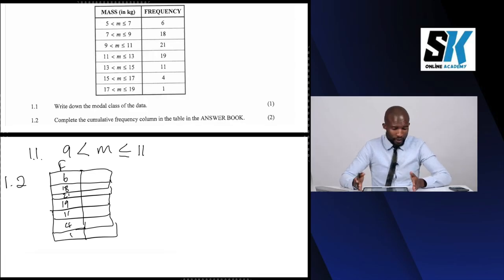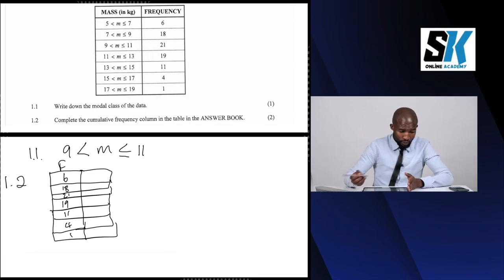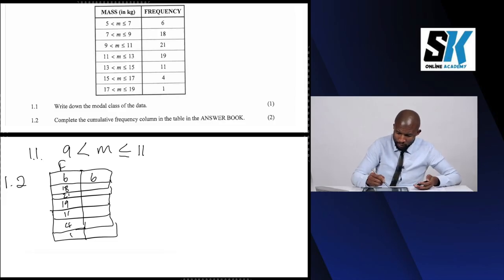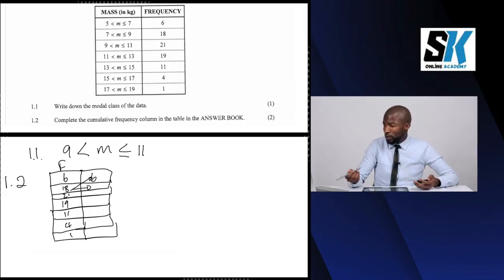To get the cumulative frequency, and it's just 2 marks, it's just you adding. You add diagonally, and then you enter your answer horizontally. The first one will just be 6. I'm going to use my calculator. When you add, you add diagonally, then you put your answer horizontally. That's what you do to complete a cumulative frequency row or table.